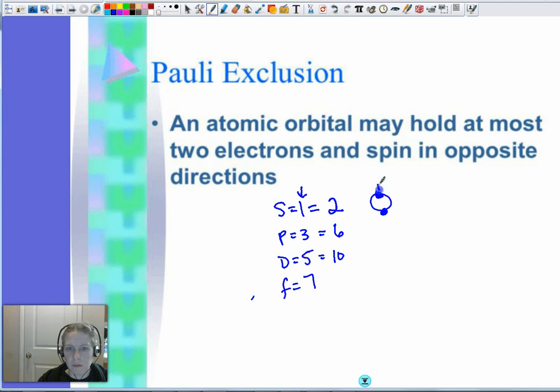So for the S, I can have an electron here and an electron here. This one would be spinning this way, and this one could be spinning this way, or plus 1/2 spin, minus 1/2 spin. Our p orbitals, they look like the dumbbells. So we have 1 dumbbell here. So there'd be an electron spinning with a positive 1/2. And then a negative 1/2.